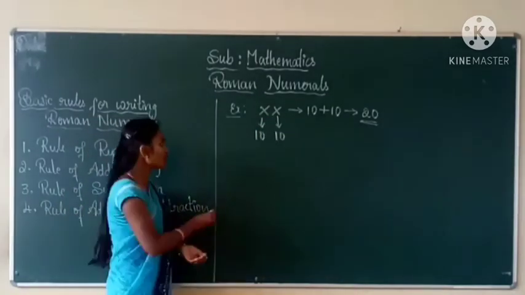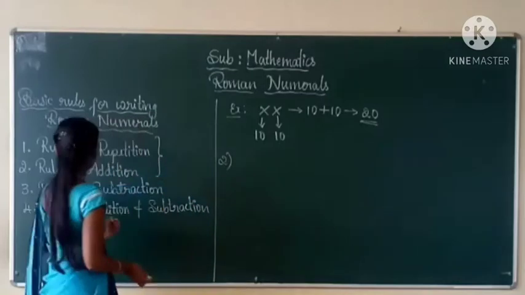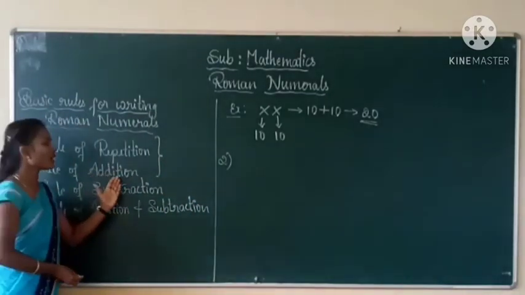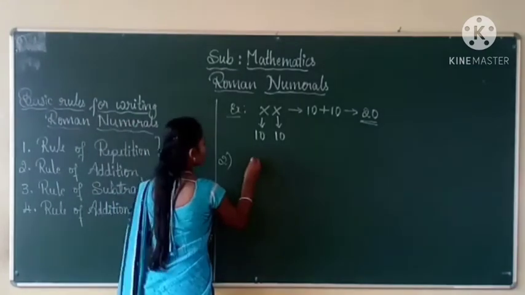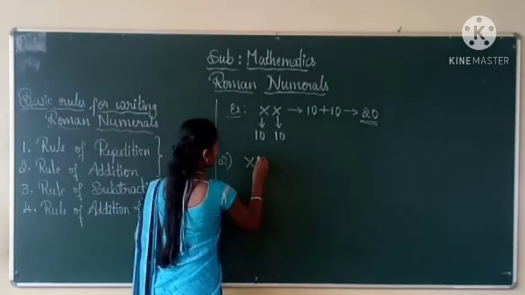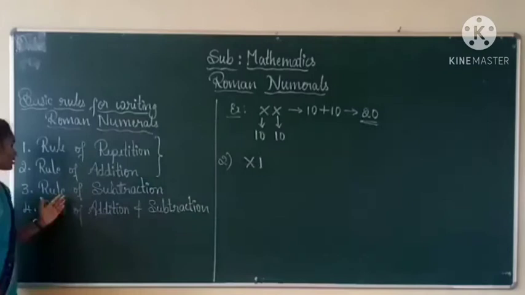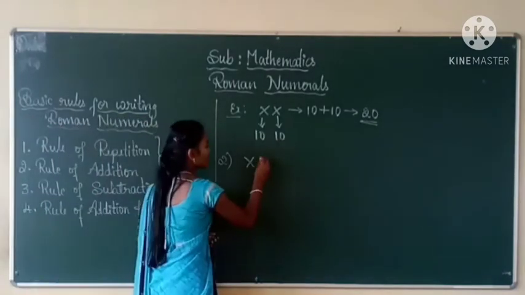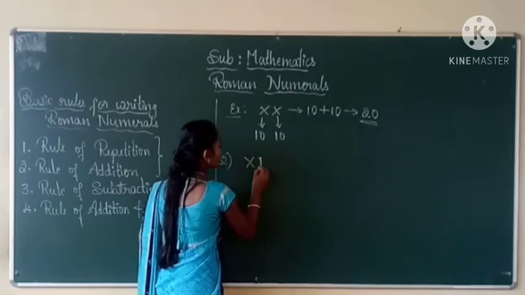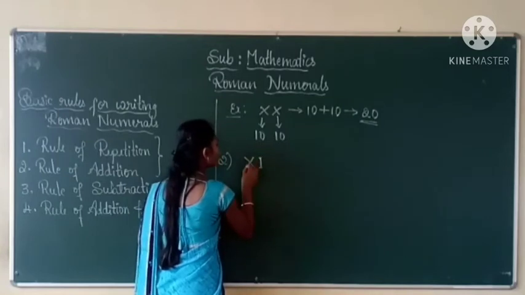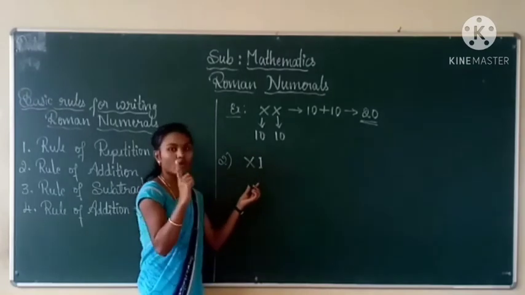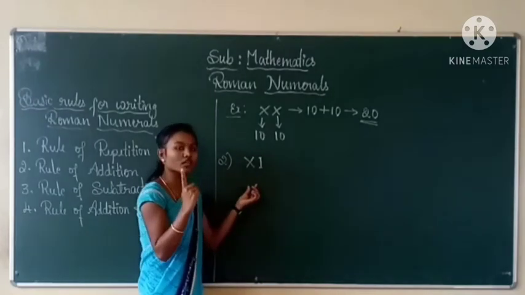And the second rule is rule of addition. For example, XI. This second rule says that if a smaller numeral, here I is the smaller numeral compared to X. X stands for 10 and I stands for 1. Therefore, 1 is the smaller numeral.